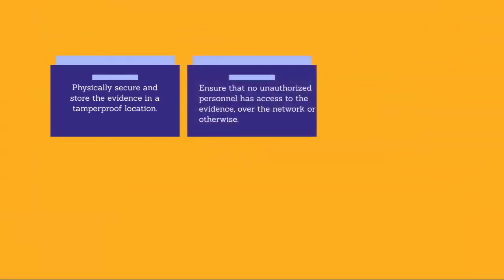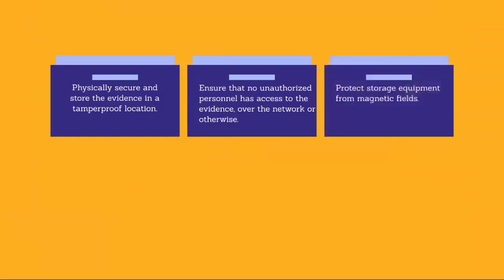Physically secure and store the evidence in a tamper proof location. Ensure that no unauthorized personnel has access to the evidence over the network or otherwise. Document who has physical and network access to the information. Protect storage equipment from magnetic fields. Use static control storage solutions to protect storage equipment from static electricity.